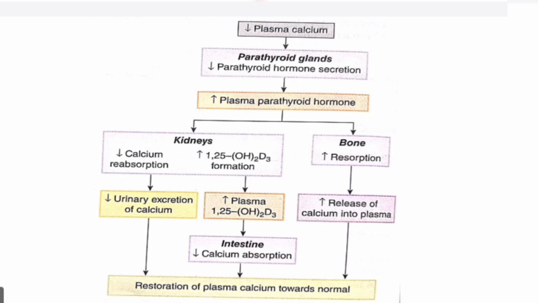Like the previous flow chart, this is also a flow chart. In the previous slide I mentioned clearly, when the plasma calcium is decreased it acts on the parathyroid gland and increases parathormone, acting on the three structures like bone, kidney and intestine. So by acting on these structures, the normal calcium level is maintained. The normal calcium level is 9 to 11 milligram per dl.